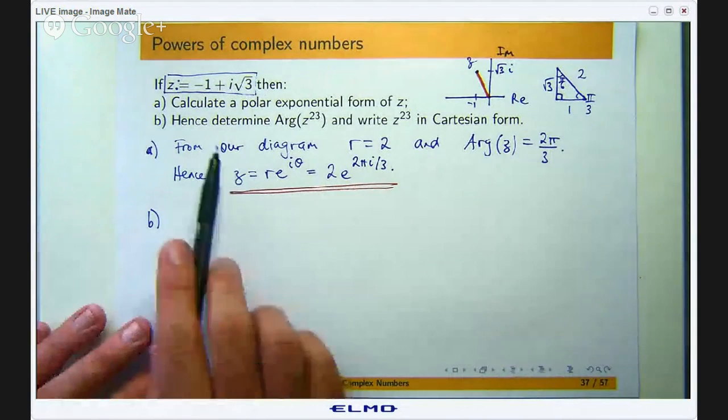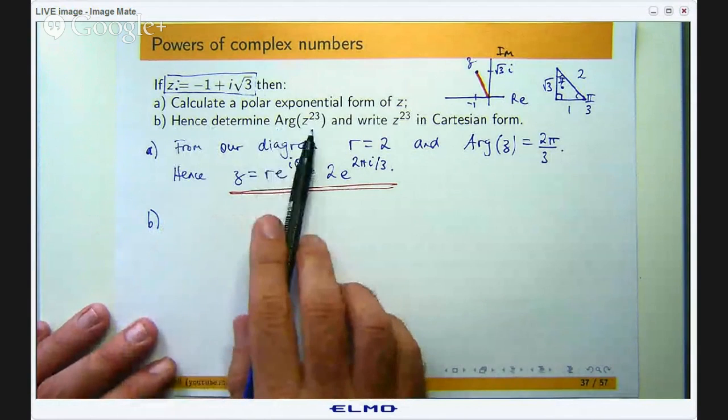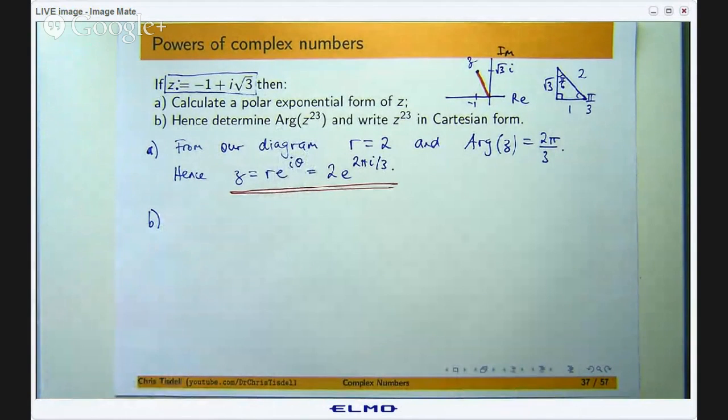Okay, let's have a look at the second part. Determine the principal argument of z to the power 23 and write z to the power 23 in Cartesian form. Now, in this question, I'm going to assume that you can leave powers of real numbers unsimplified.